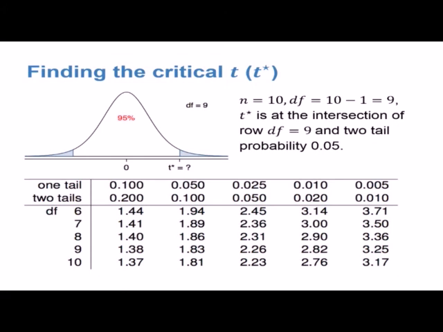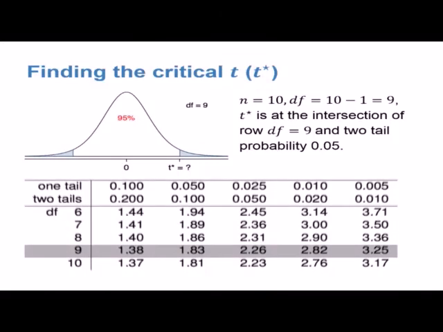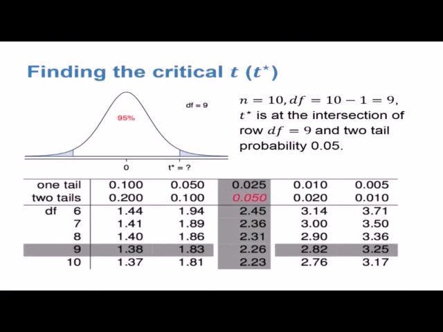How do we find the critical t, or t star? We first want to look at the n-1, or 9 degrees of freedom row in this example, and we want to look at the two-tail. If we're looking for a 95% confidence interval, we want to go to the 0.05 column, giving us the total left over after the 95% is in the middle. It's going to be the intersection of these two that yields our critical t of 2.26.